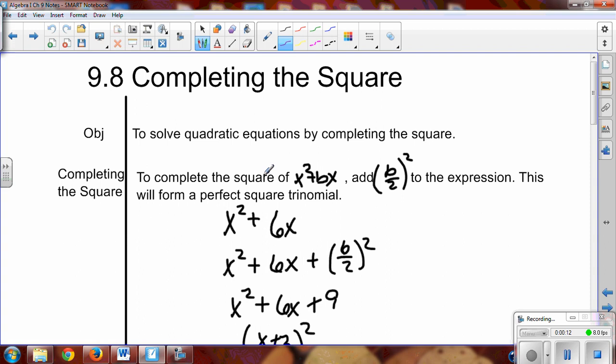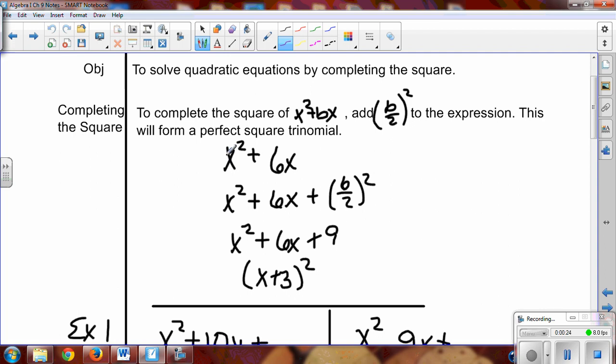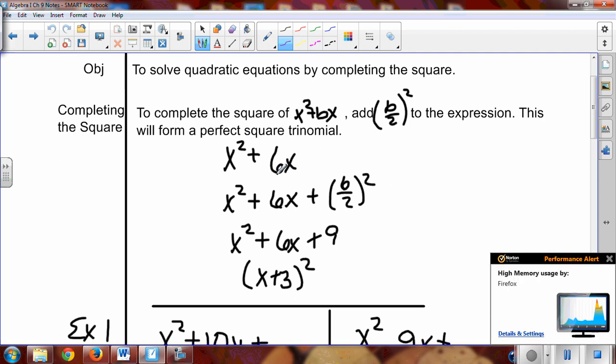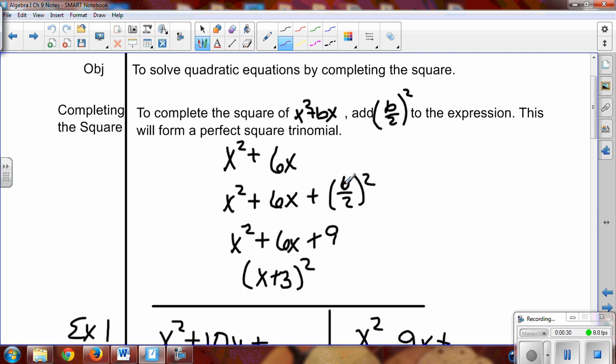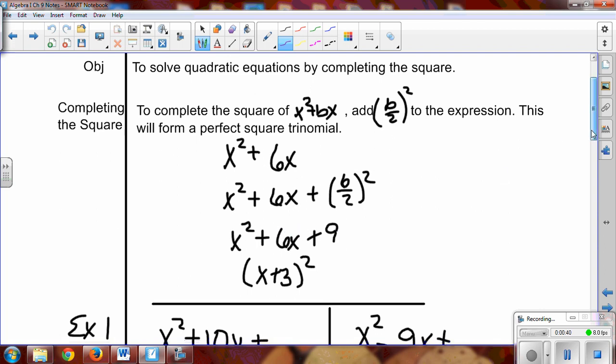To complete the square of x squared plus bx, you add (b divided by 2) quantity squared to the expression. This will form a perfect square trinomial. If we look at what that looks like, we start off with x squared plus 6x. If we want to complete that square, we take 6 divided by 2, which is 3, square it, and add that. So now we have a perfect square trinomial.